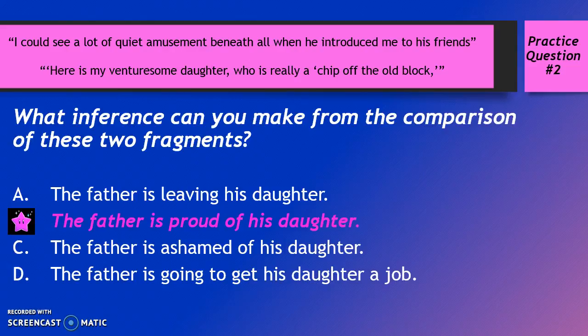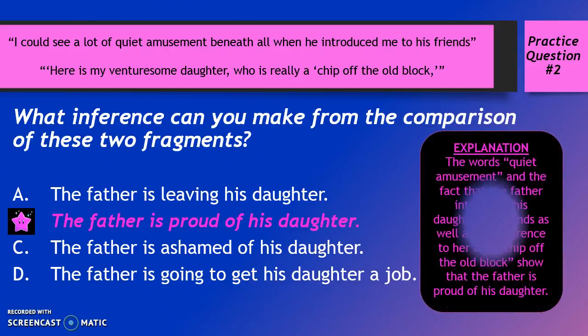Did you get it right? B. The father is proud of his daughter. The words quiet amusement and the fact that the father introduces his daughter to friends as well as his reference to her as a chip off the old block show that the father is proud of his daughter.